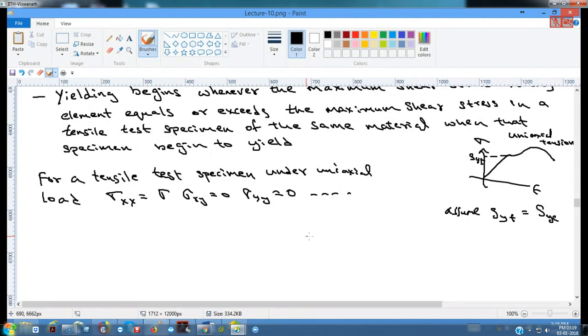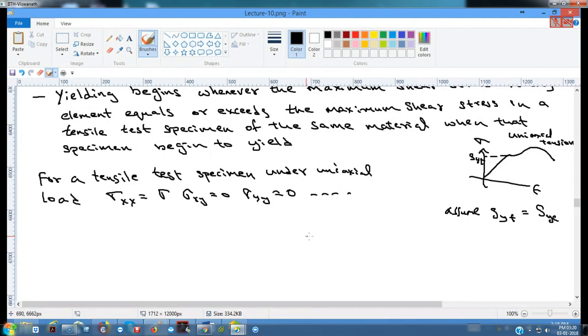And based on this assumption, maximum shear stress tau max in this case is given by sigma 1 by 2, that is equals to SYT. Based on the Tresca criteria, this criteria is also popularly known as Tresca criteria.